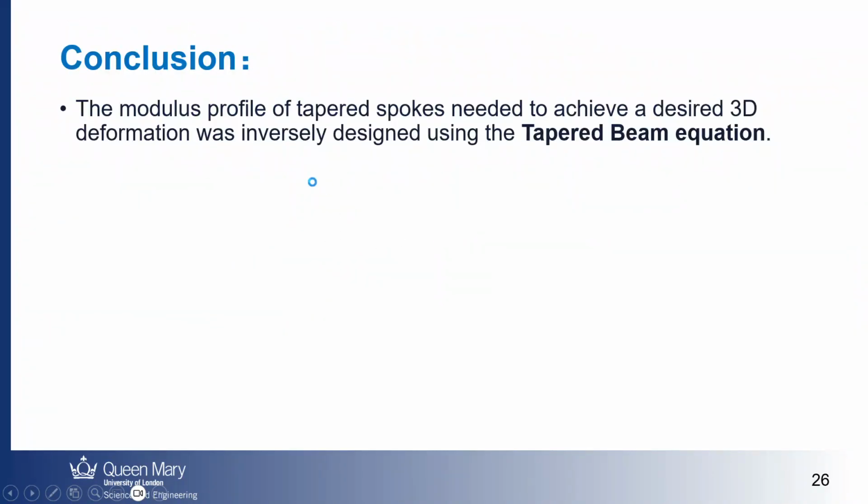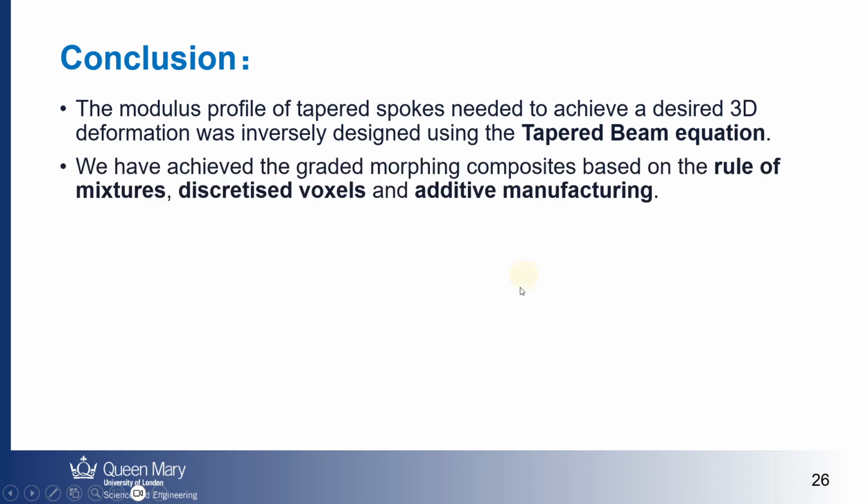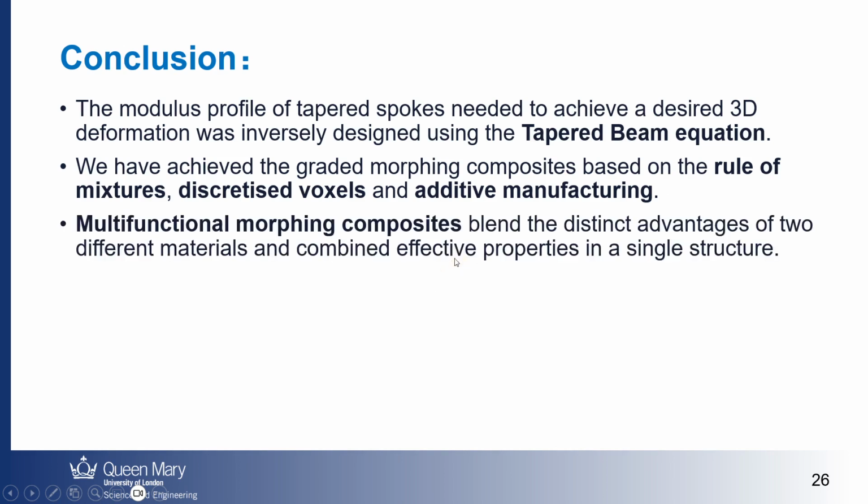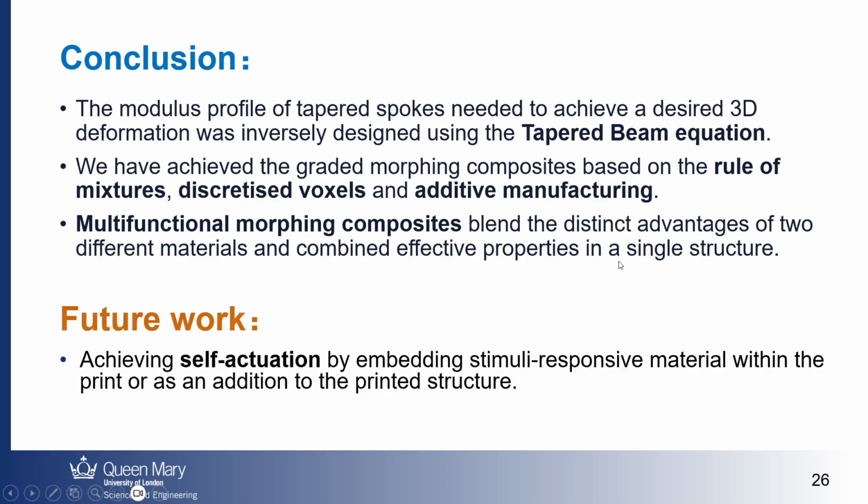In conclusion, we have developed such structures by an inverse method. This is achieved using an analytical method based on the tapered beam equation. And we have achieved the graded composites based on the rule of mixtures, discretized voxels, and additive manufacturing. Our multifunctional morphing composite can blend the distinct advantages of two different materials and combine the effective properties in a single structure. Our future work will focus on achieving self-actuation by embedding some stimuli-responsive material within the print or as an addition to the printed structures.